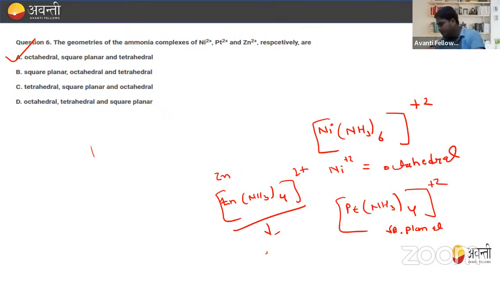So I hope this is clear to you. You have no doubt related to this. Okay, so this is all about today's session, where we discussed VBT theory, coordination complexes, d block elements, and also did some questions at the advanced level. These questions were from previous advanced papers. So try to solve questions by understanding the concept, and you can solve them, no problem.